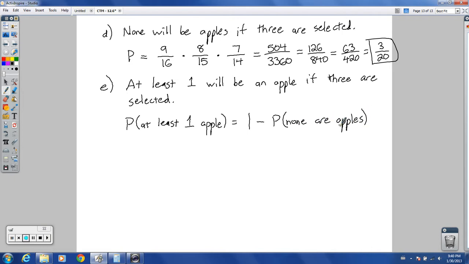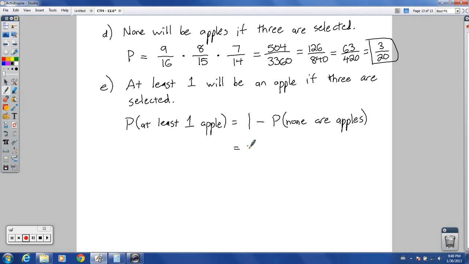So think about why this makes sense. You're taking the probability of at least 1 apple. If you're saying whatever that is going to be 100% minus the probability that none are apples, then if you're subtracting the none-are-apples part, what you have left over is at least 1 apple. And so this makes it way, way easier to figure out what this actually is.